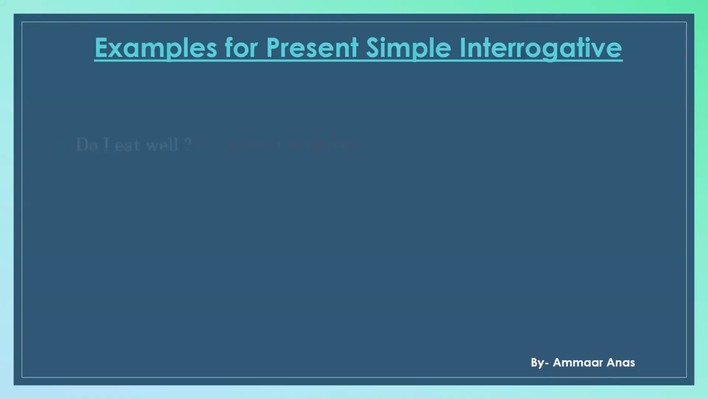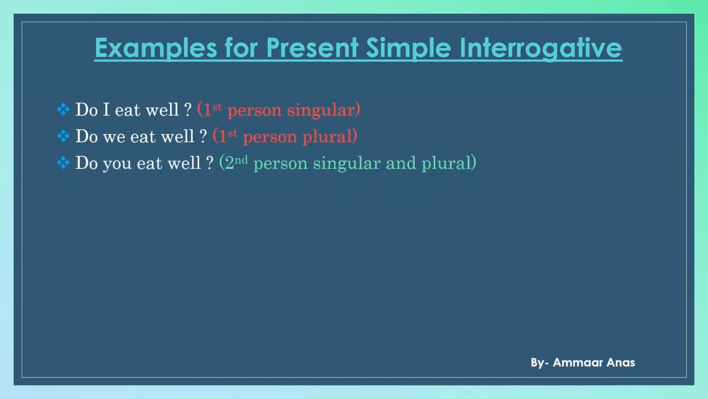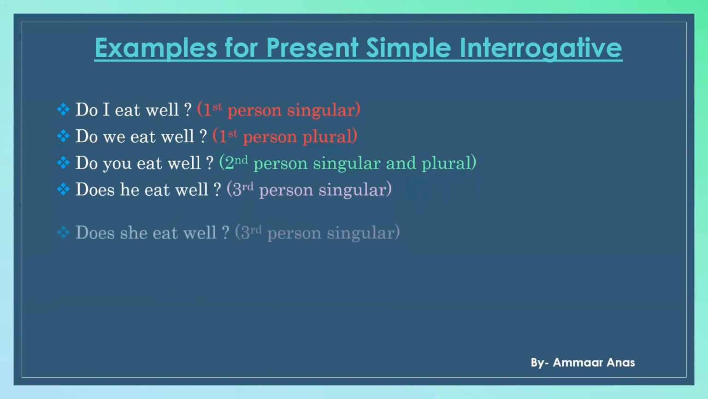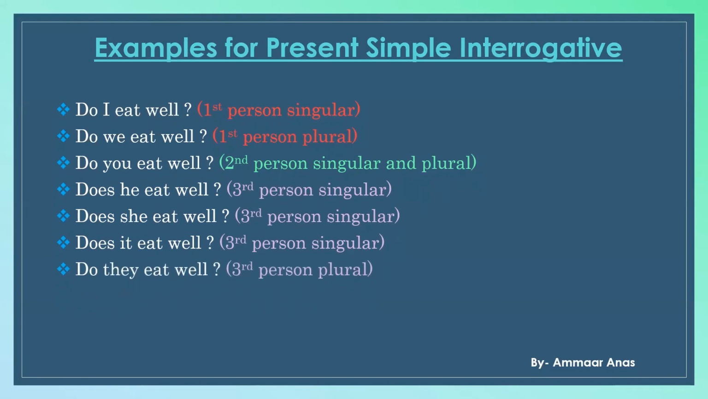Examples for present simple interrogative. Do I eat well? First person singular. Do we eat well? First person plural. Do you eat well? Second person singular and plural. Does he eat well? Third person singular. Does she eat well? Third person singular. Does it eat well? Third person singular. Do they eat well? Third person plural. Does Ammar eat well? Third person singular.